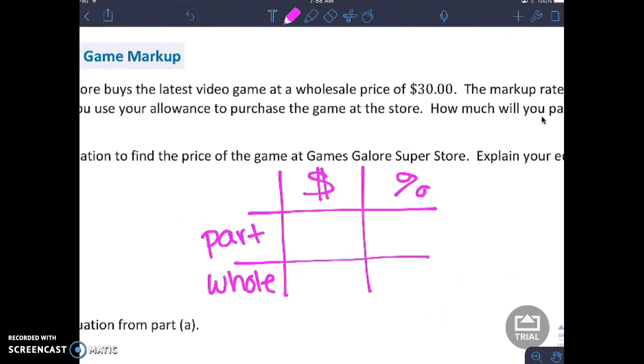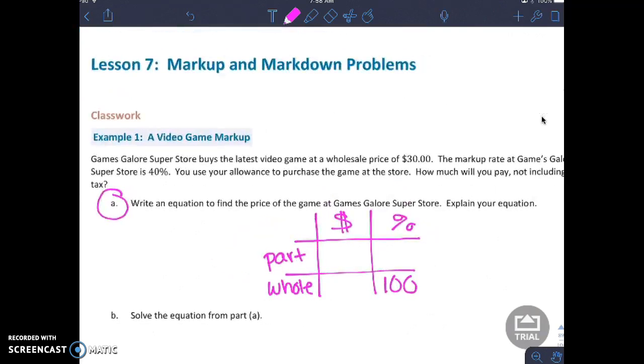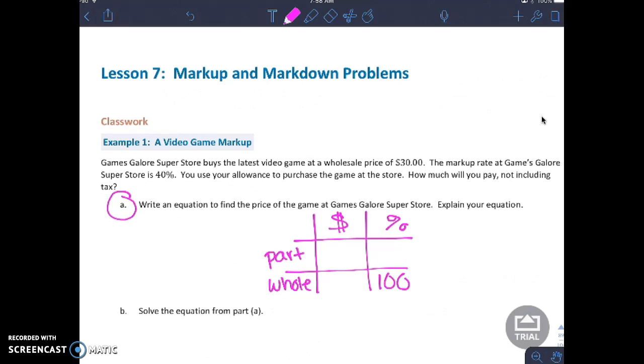So here we know that the whole for the percent is always 100. It looks like the video game is sold at a price of $30, so that's the whole. And it's marked up 40%. So that means that the new price is going to be 100%, whatever the video game store paid to get it from whoever they bought it from, plus 40%. And that's what the store increases the price by before selling to the customers in order to make the profit.